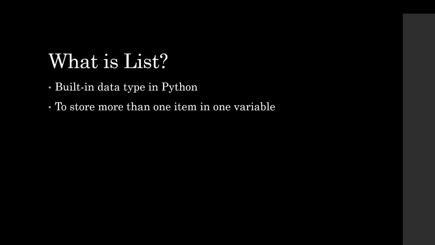So if you want to store more than one item in one variable, you can use a list in Python. We also have other types to store a collection of data, for example, tuple, set, and dictionary, but there is a tiny difference between each of them and we will discuss them in their own parts.